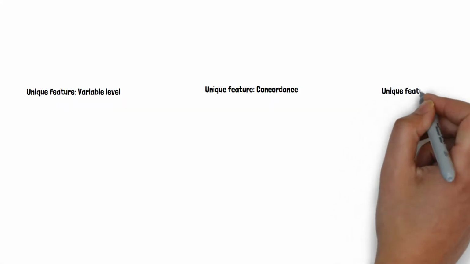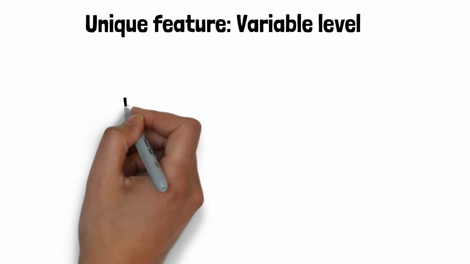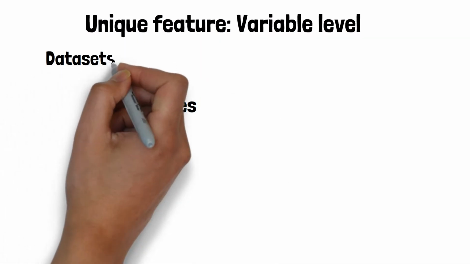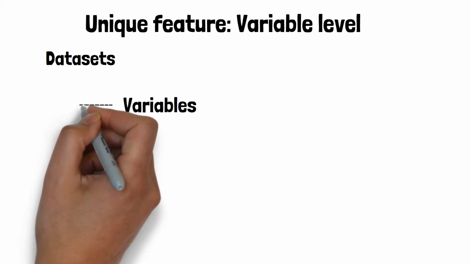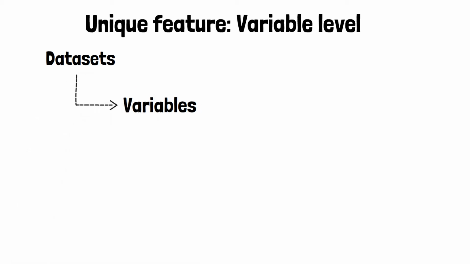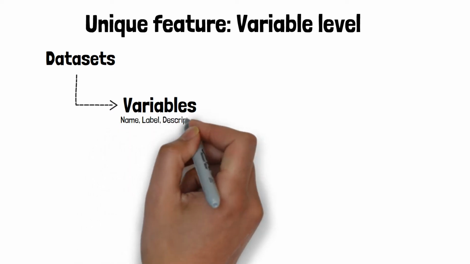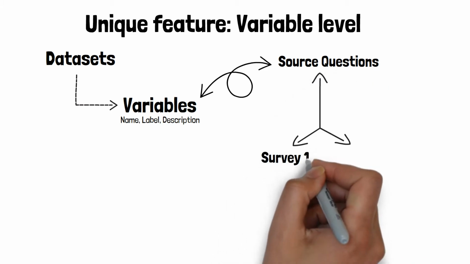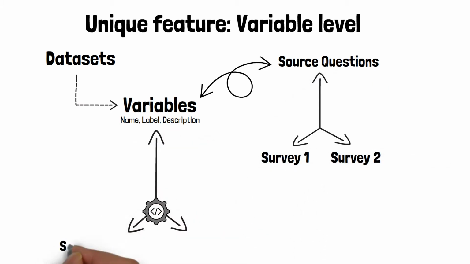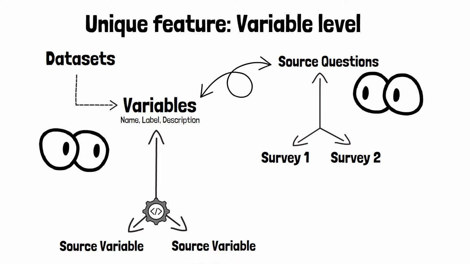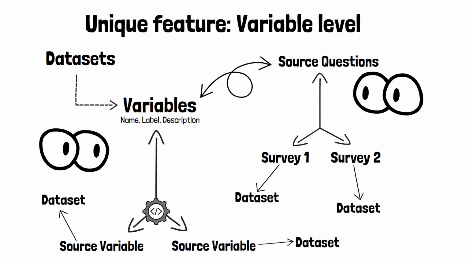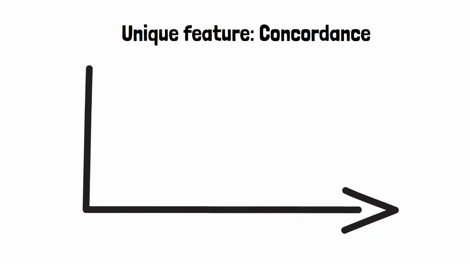Some other unique features that the Colectica software platform provides you include getting down into the variable level documentation of the microdata sets and allowing you to specify the provenance and lineage of the variables. So in addition to just documenting the name and label and description for a variable, you can point to source questions and point to specific surveys where those questions are used, and in the case of computed or derived data, you can point to the source variables. You can also see what datasets any of those other variables came from. It provides all the linkages needed to see how the data came to be.